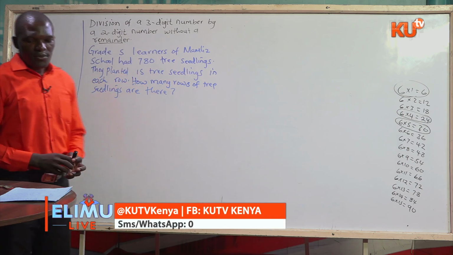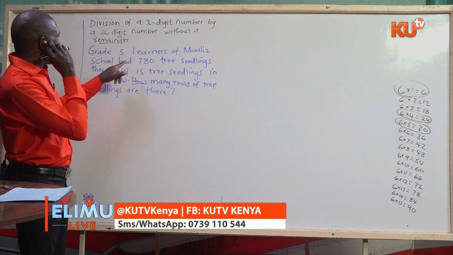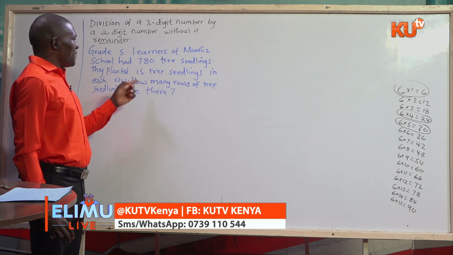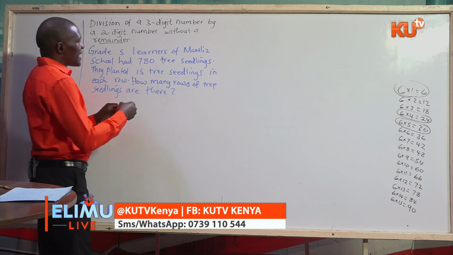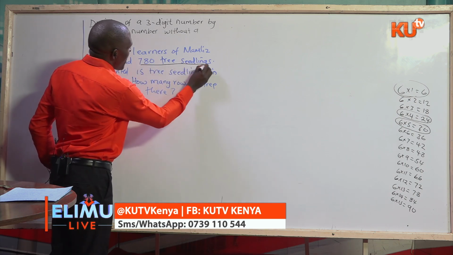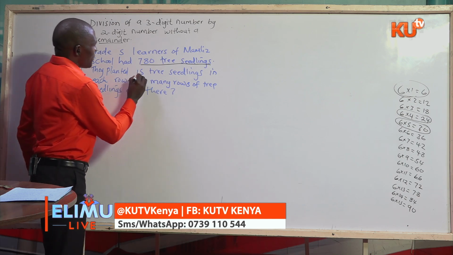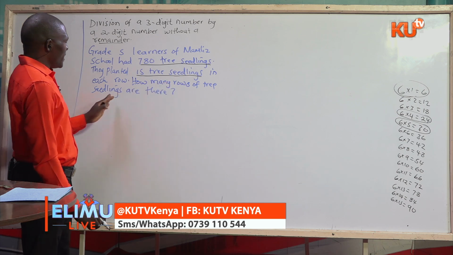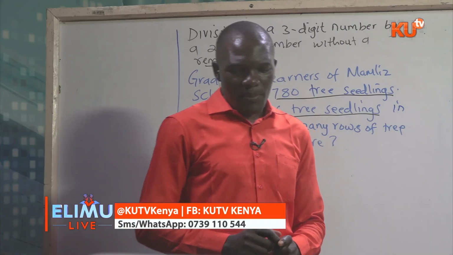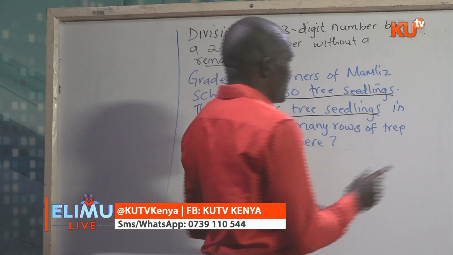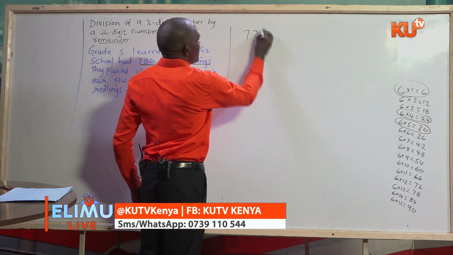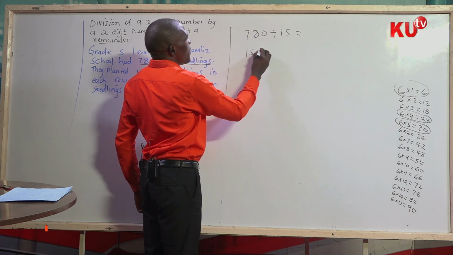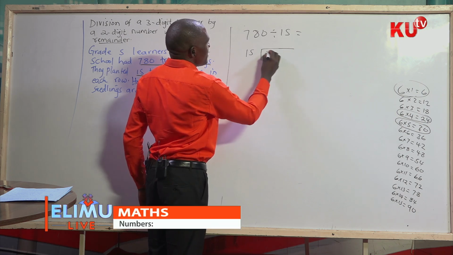Now, the question is, grade 5 learners of Mamli's school had 780 tree seedlings. They planted 15 trees. These are the keywords that you should not forget. We have 780 tree seedlings, and we also have 15 tree seedlings in each row. How many rows of tree seedlings are there? So what you are supposed to do, write that sum first. 780 divided by 15. Then move to our long method of dividing. Do not get tired.